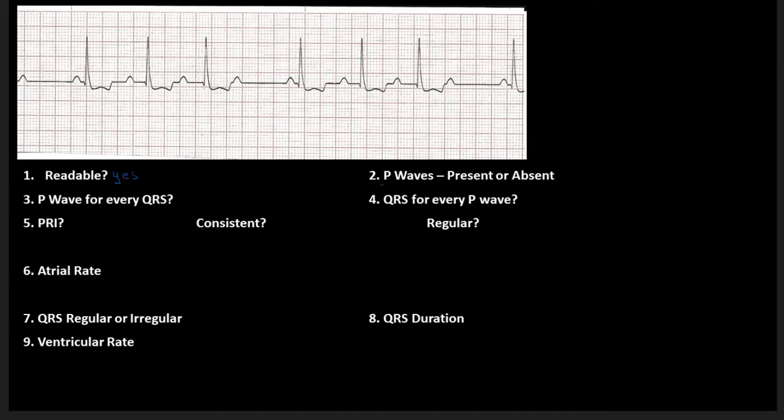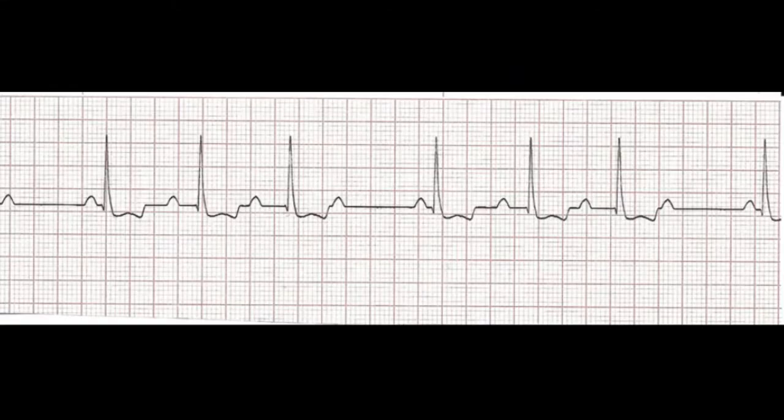Next, I want to know, do I have P waves that are present or absent? Again, all I'm doing here is taking a look to see if there are P waves. So when I look at this, I'm going to just change the color here. I have a P wave, a P wave, a P wave. This looks like a P wave, a P wave, a P wave, a P wave. This again, it doesn't really look like a T wave. Looks like there's something else there, and a P wave. So P waves are present.